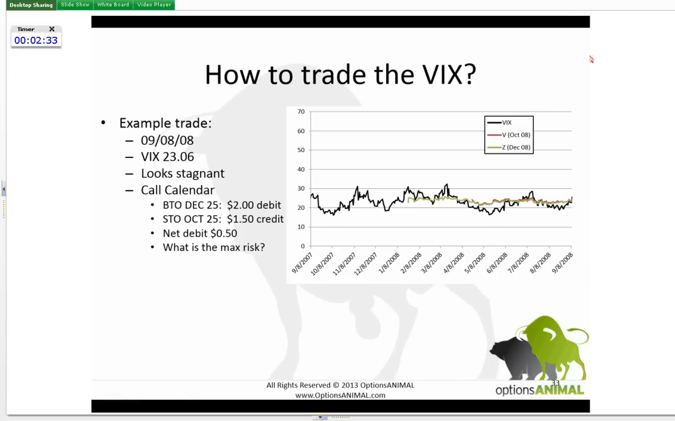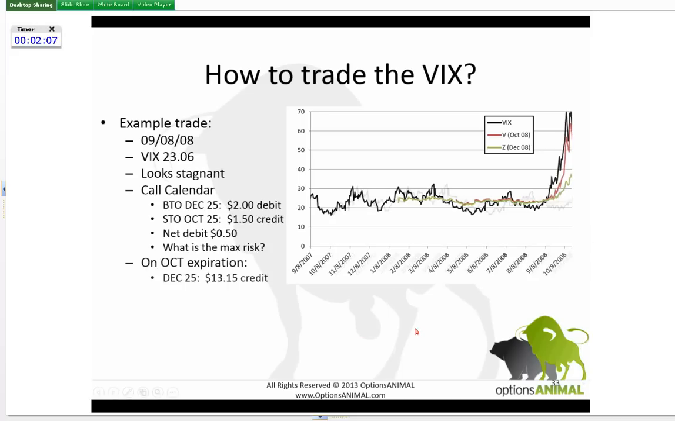What's the most that you can lose on a calendar trade? The most that you can lose on a calendar trade is usually the debit, but not in the case of the VIX. Let me show you. Real money here. These are real quotes. On October expiration, because you're actually trading options on 2 different equities here, this is like buying a call on Coke and selling a call on Pepsi. Normally they trade together, but sometimes they don't.